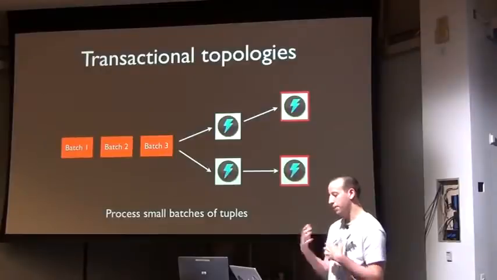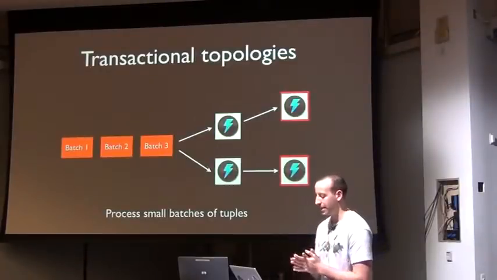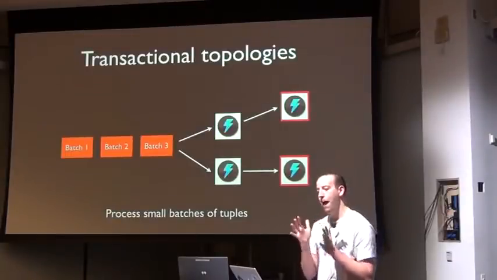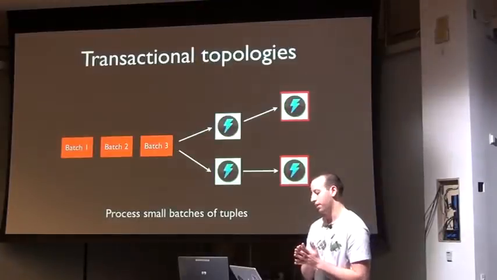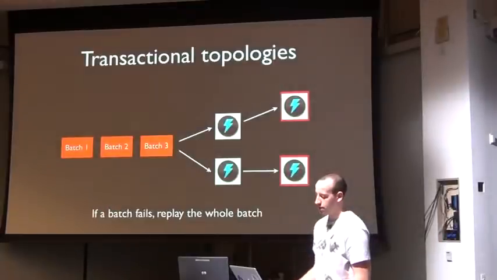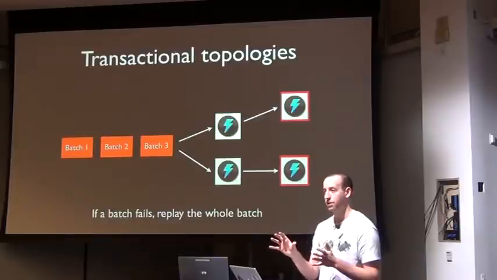The processing model of transactional topologies is a little bit different. The idea is that rather than process one tuple at a time, you process small batches of tuples at a time, like 100 or 1,000 or something relatively small. Then your topology processes that batch. And if anything in the batch fails, you replay the whole batch from scratch.